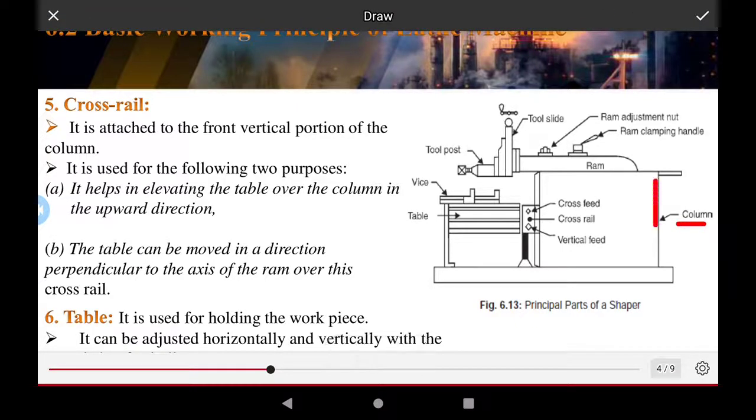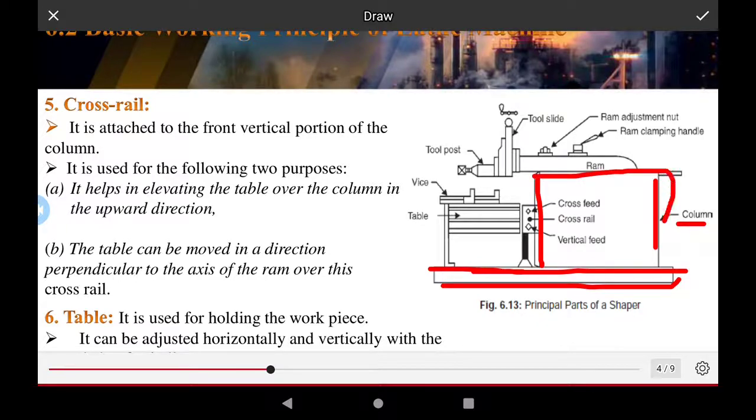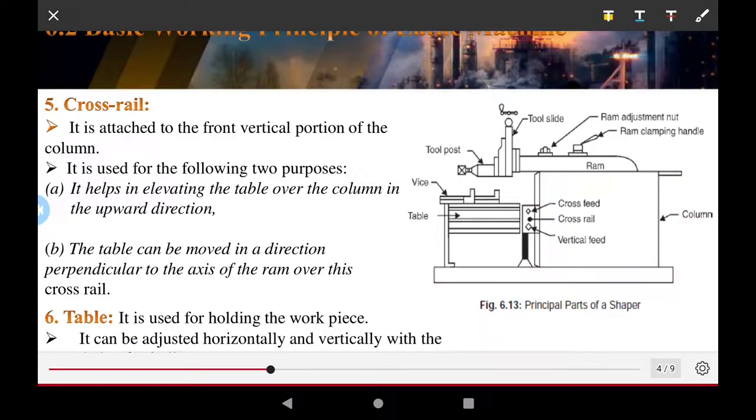This is the column of the machine. This is the base of the shaper machine, and all the components are held by this structure. The shaper machine is made of cast iron. Principal parts of the shaper machine.